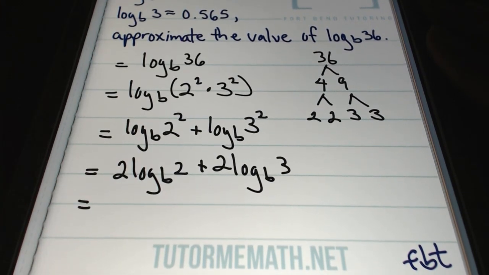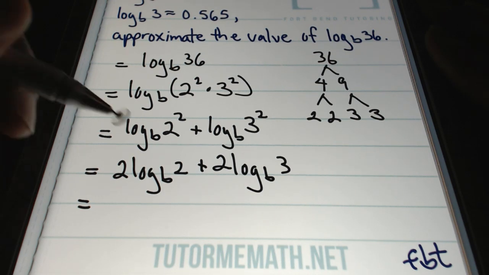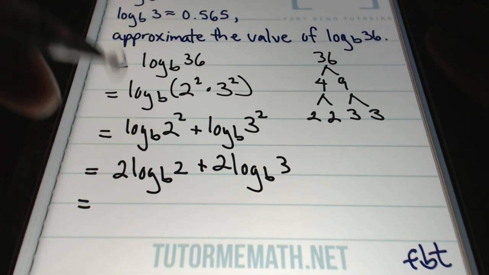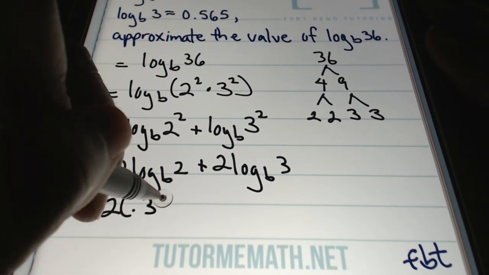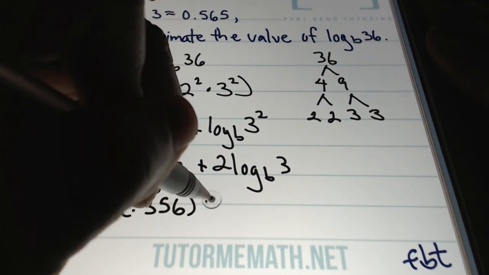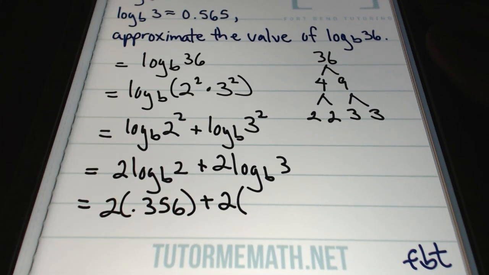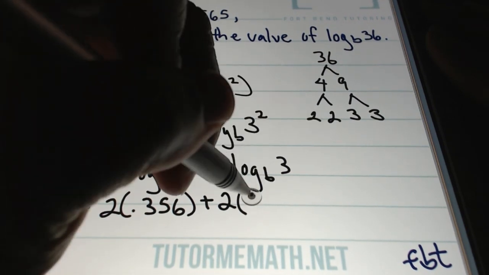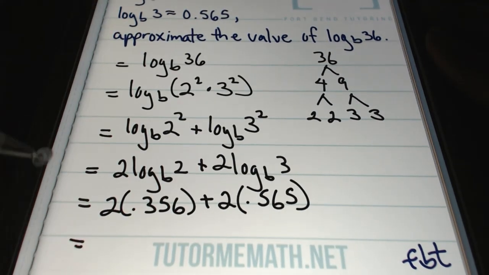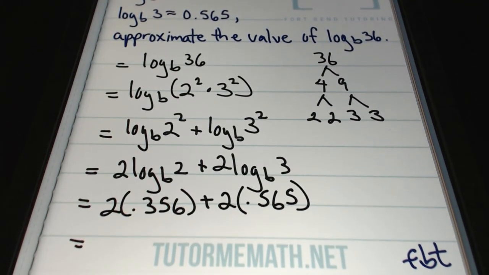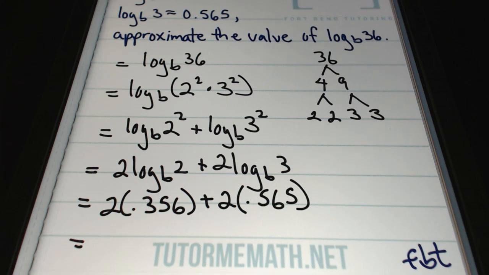And now we can use substitution, being as though we know the value there, at least the approximation of log base b of 2. They told us that that value is going to be approximately 356 thousandths, right? Whereas the approximation for log base b of 3 is going to be 565 thousandths. So it's at this point, guys, that we go ahead and multiply this out to give us our results.